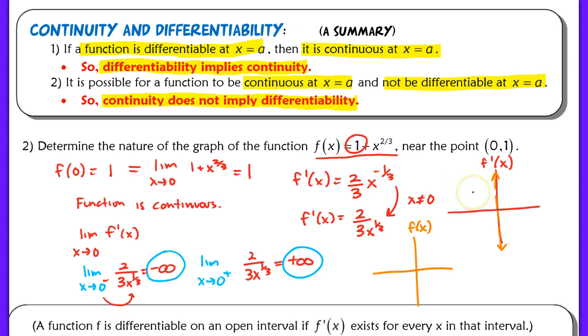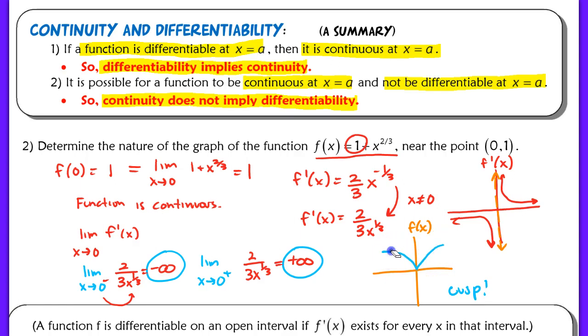But they approach from two different sides. So we've got negative infinity from the left, positive infinity from the right, okay? So the graph of f of x has to have a cusp. It must have a cusp at x equals 0. So you're looking at a graph that looks like this.